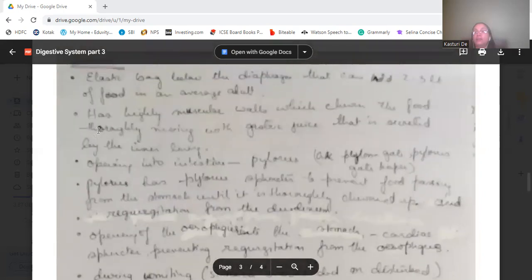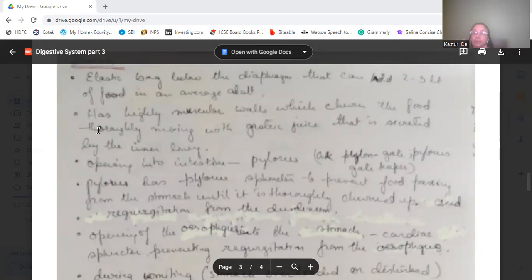Then it stays inside the stomach for a certain time till it gets mixed. Gastric juice mixes with it properly, and the food is thoroughly churned up, making it into chyme. Now, when it is mixed with HCl, what happens? It will go through the pylorus into the small intestine, the first part of the small intestine, that is the duodenum.